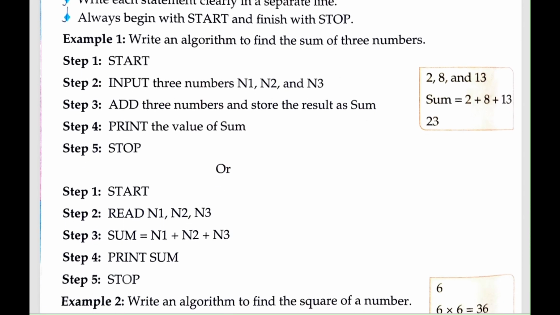You can also write this algorithm like this. So let's come to this one. The first one, start, and then read n1, n2, and n3. Then calculate the sum of the 3 numbers. You can then print the sum, because the answer is stored in this sum variable, and then stop. So this is about algorithm.